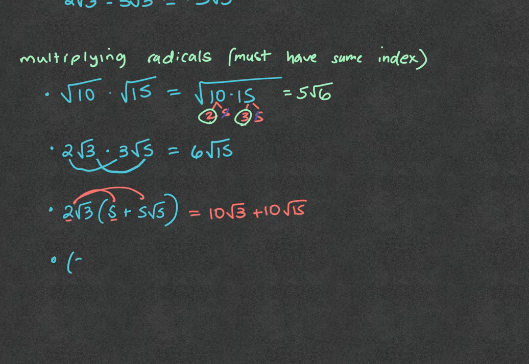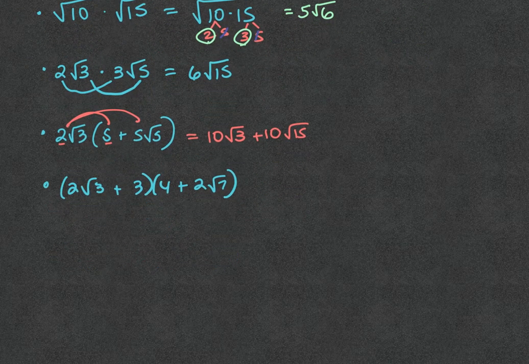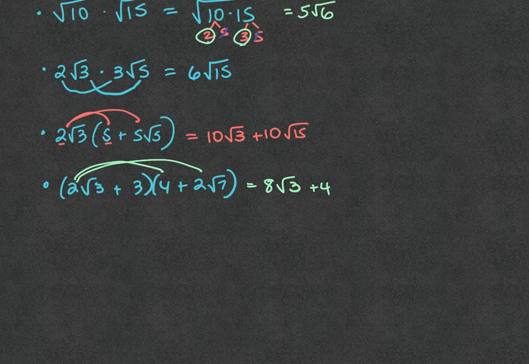And then you might have to FOIL. First here would be 8 square root 3. Outer, 2 times 2, which is 4, square root 3 times square root 7, square root 21. Inner. And last. And then I would check all of my terms. Make sure 1, I can't simplify a radical, and 2, I can't combine like terms. There are no like terms there, so they literally would stay like that.